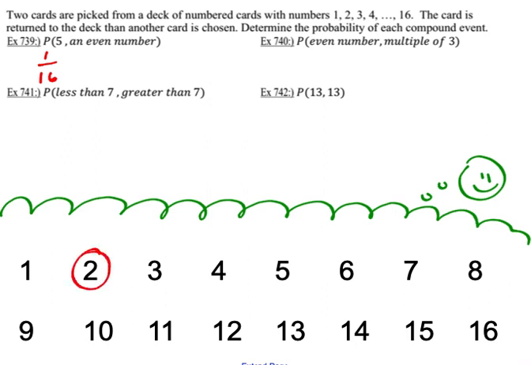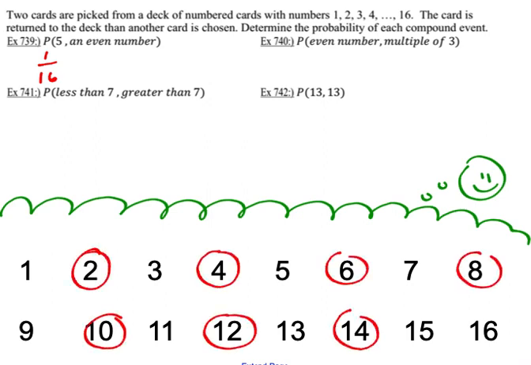The even numbers include 2, 4, 6, 8, 10, 12, 14, and 16. There are a total of 8 of those. Okay, so we have a 1 in 16 chance for the first event and an 8 in 16 chance for the second event, giving us a total of an 8 in 256 chance of both events happening together. Now this does reduce nicely down to 1 out of 32.